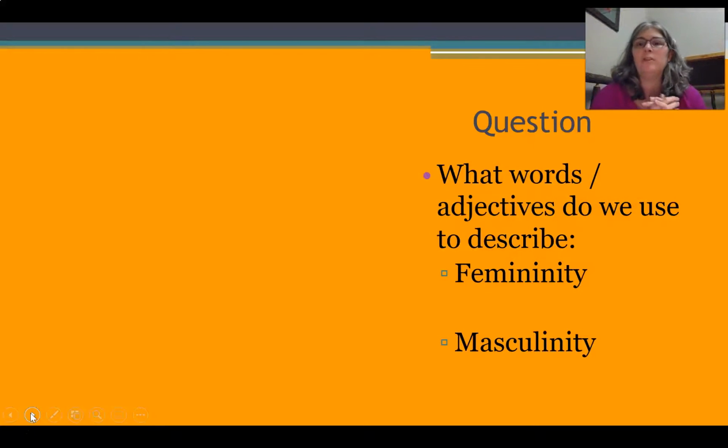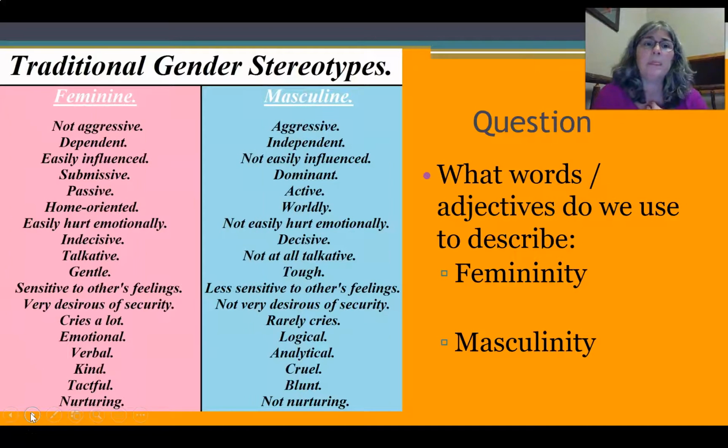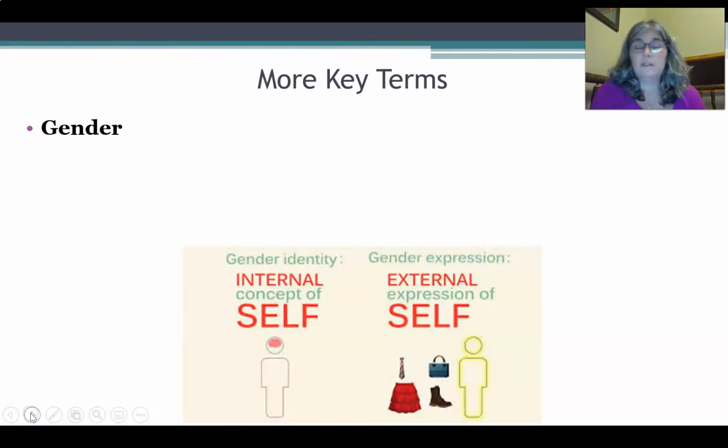So, another demonstration. What are some words or adjectives that we in general tend to use to describe femininity or masculinity? Think about it. What are some of the adjectives that you use for both of those? The traditional gender stereotypes, these are words or adjectives that we usually attribute to femininity. That they're not aggressive, they're more dependent, they're more easily influenced and submissive. You can read down that list. More emotional, more kind, more nurturing. For masculinity, more aggressive, more independent, not easily influenced, and all the way down to more logical, analytical, cruel, and blunt. And again, that is a societal label that we tend to attribute to these different genders.